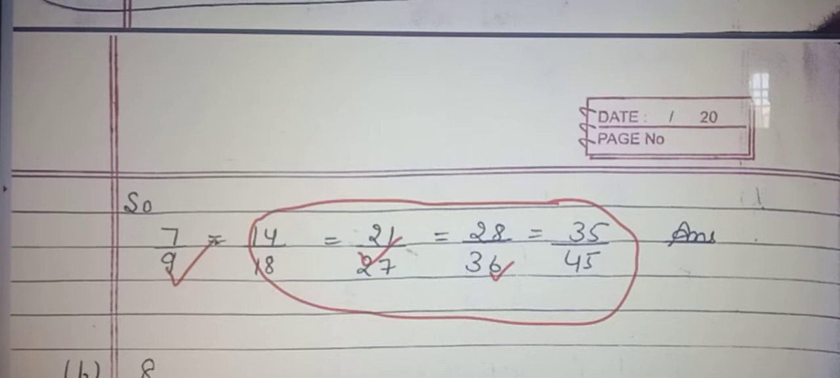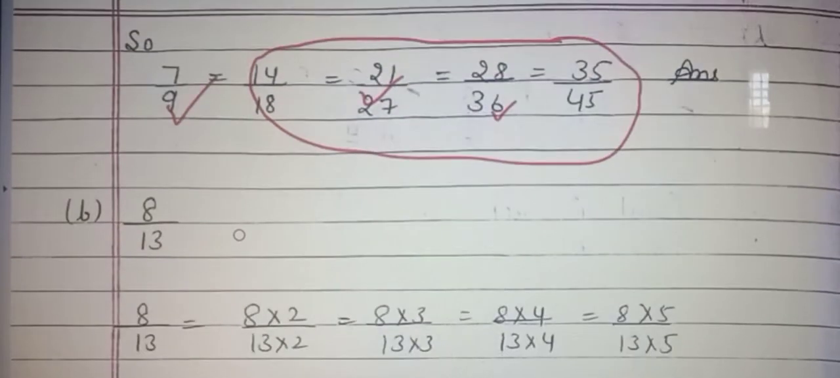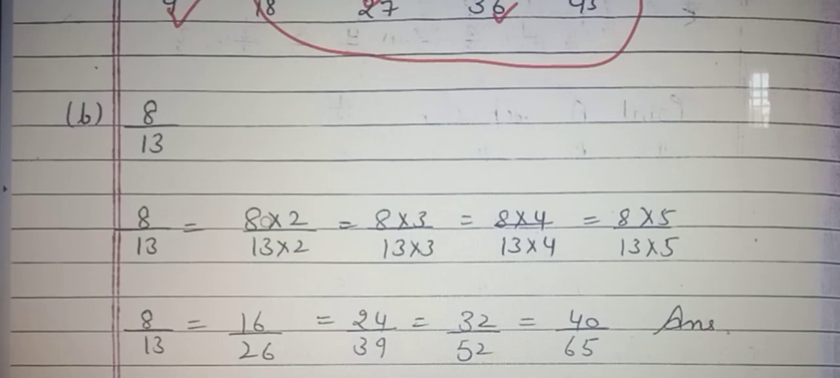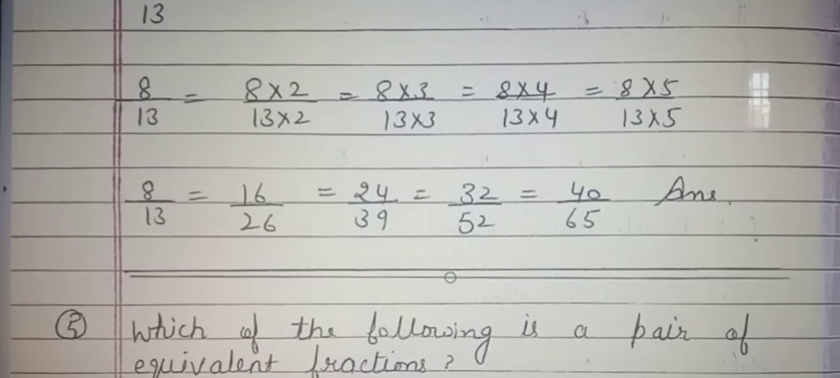So to find the equivalent fraction of a given fraction, you have to multiply the given fraction with numbers, means the same number in the numerator and denominator. Same is with the B part. We will find the equivalent fractions like in the previous parts.